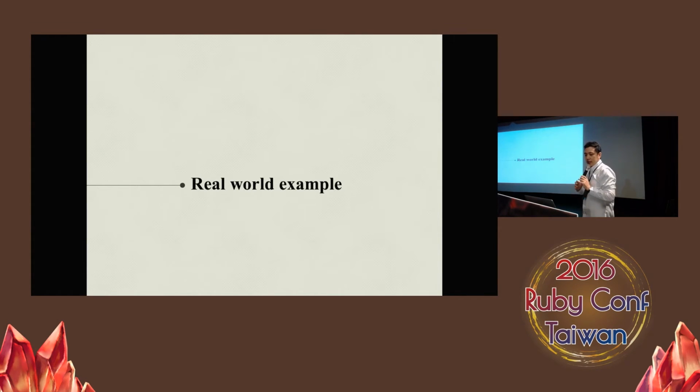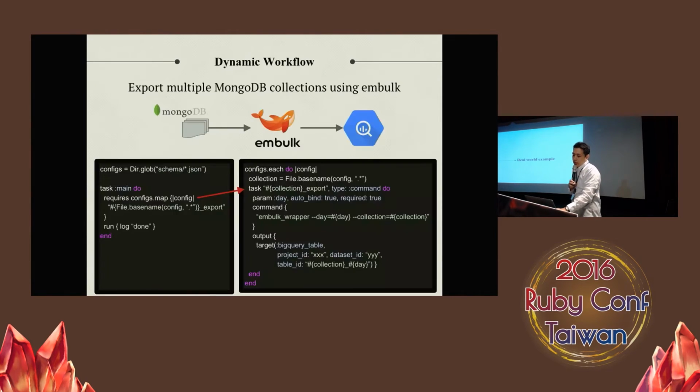Okay, at last, I show you a real world example of Tsumugi. In our case, we are using the ETL process with Tsumugi. We export multiple MongoDB persons using Embulk, and so we are using the dynamic workflow. Dynamic workflow is, since the Tsumugi DSL is just Ruby code, you can write everything, you can do anything that Ruby can do.